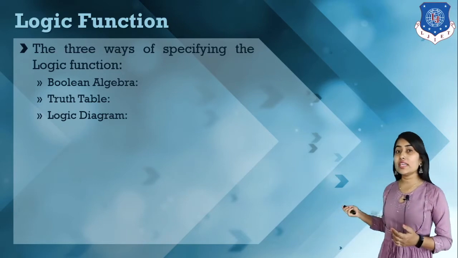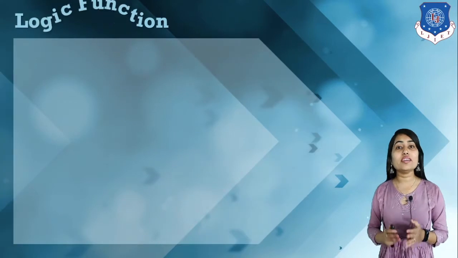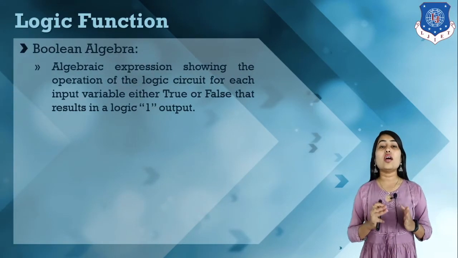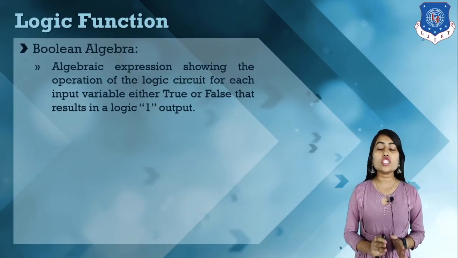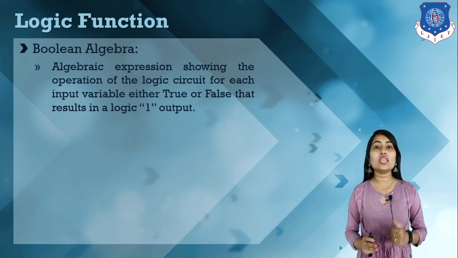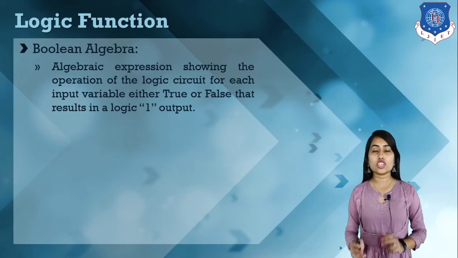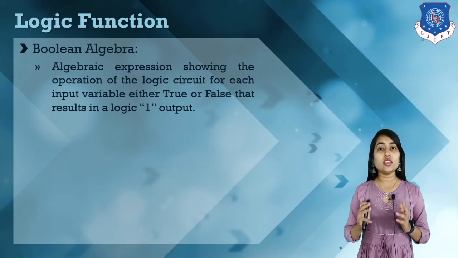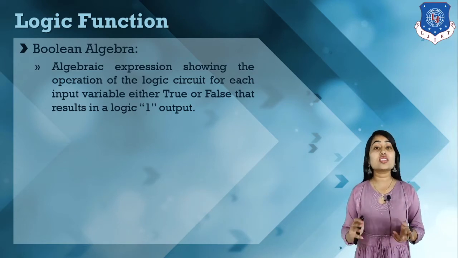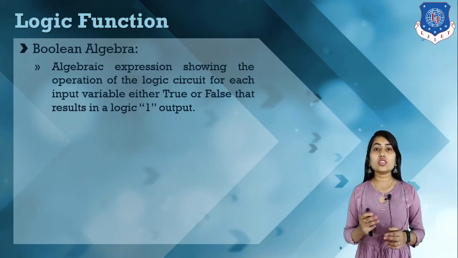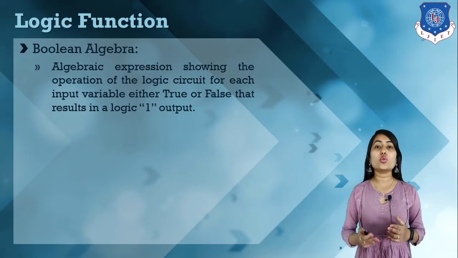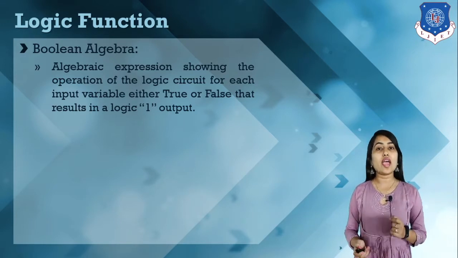What is Boolean algebra? Boolean algebra means an algebraic expression which shows the relationship between input and output conditions. Okay, to represent the input-output relationship using an algebraic expression, we can use Boolean algebra.